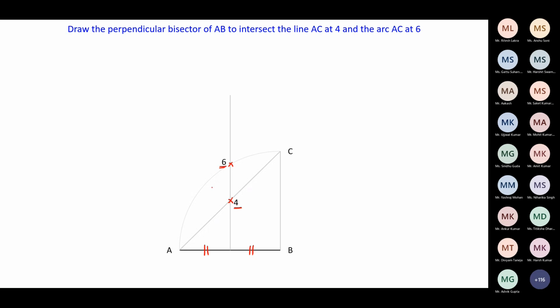Why 4 and why 6? It will be clear. There is a specific meaning why we are giving the number 4 and number 6. Okay, so it will get clear. Alright, so this is the basic construction. I will explain why 4 and 6 later.